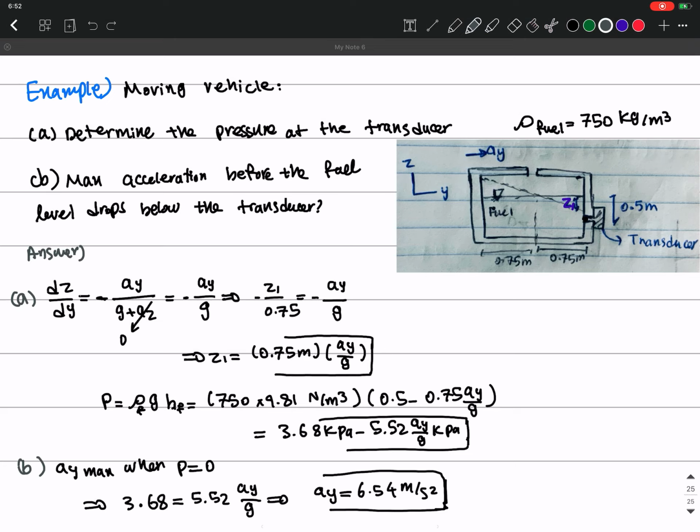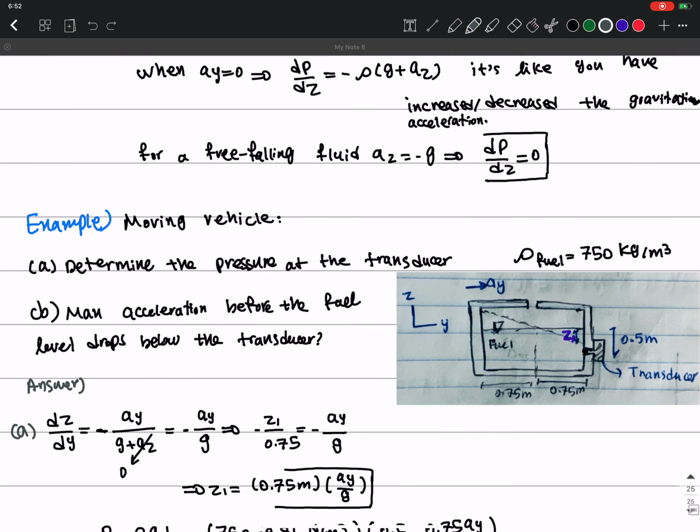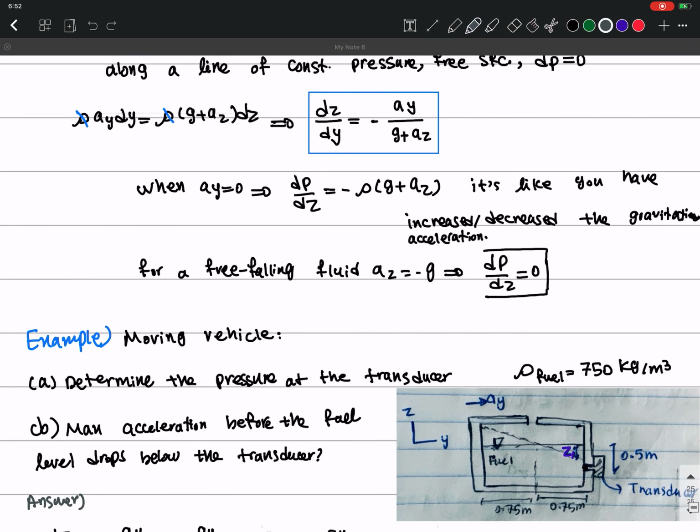So this is very important for the design of these kinds of fuel tanks, okay? So this was the end of chapter 2, and after this, in the next session, I'm going to start chapter 3, where we start the Bernoulli equation.